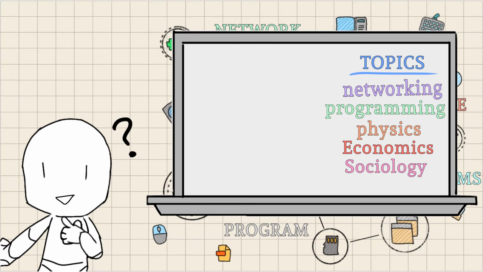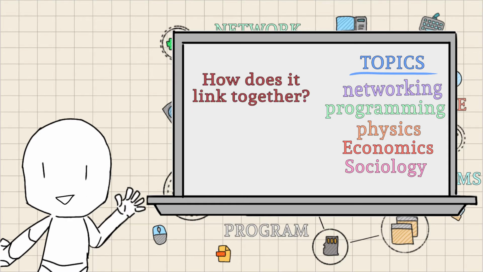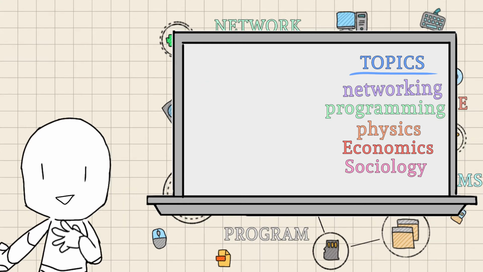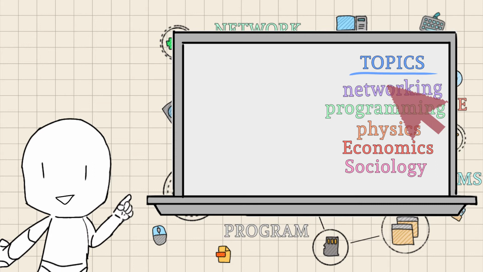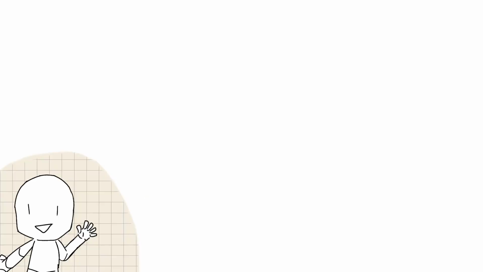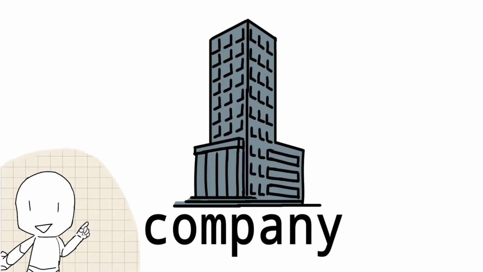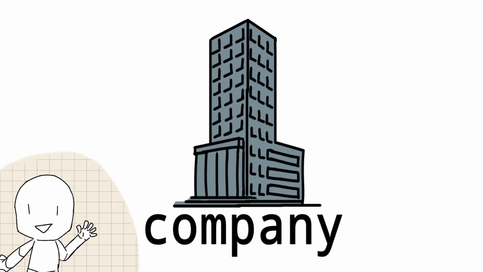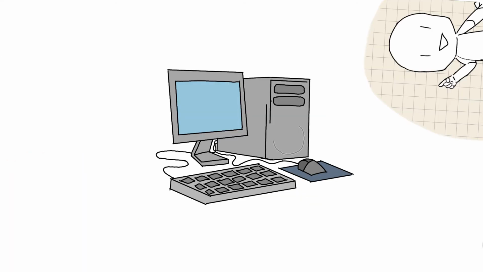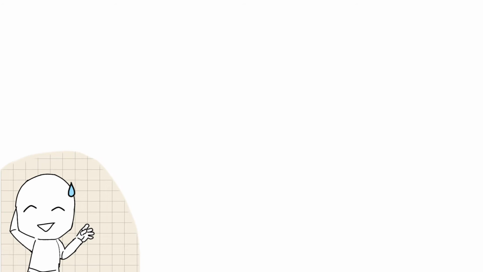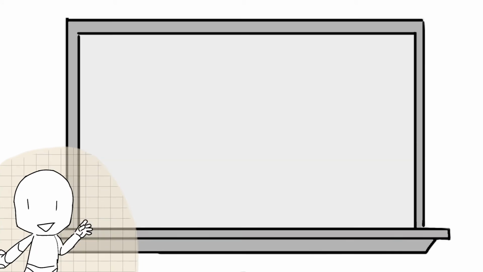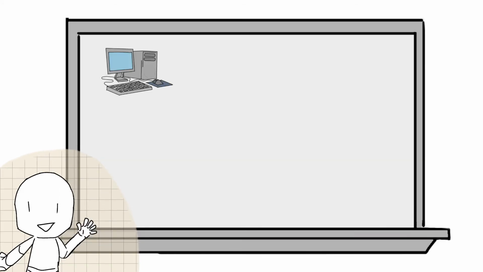Now, the question you may be having is, how does computer science really link to all of these different fields and principles? Well, I'm going to tell you. Let's start off with networking. Let's say we have a company, and in this company, you would have desks and computers and probably a coffee machine, but that's beside the point. What we'll be looking at here is the computers.